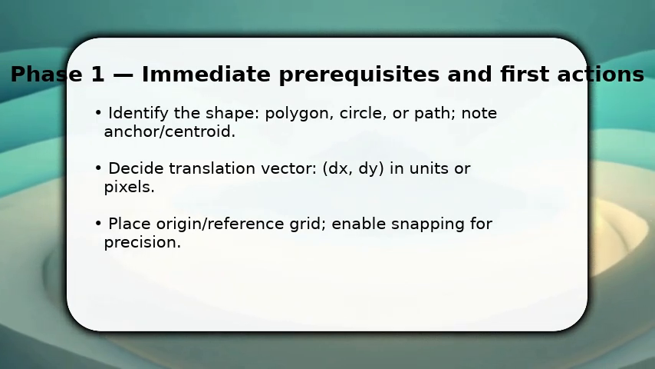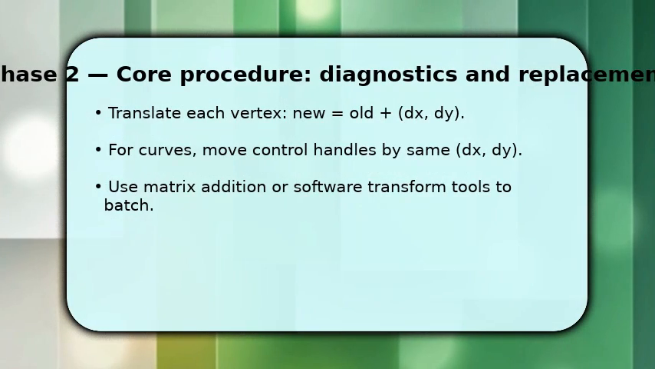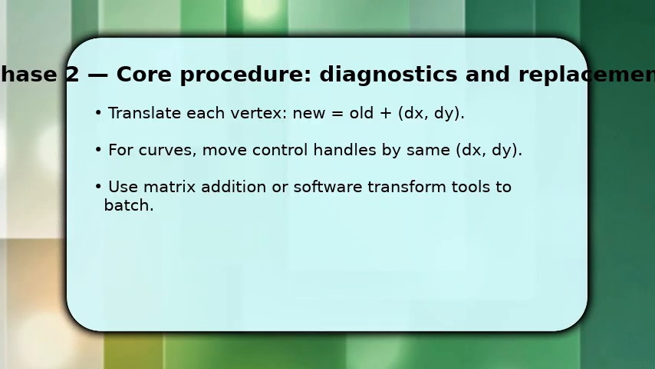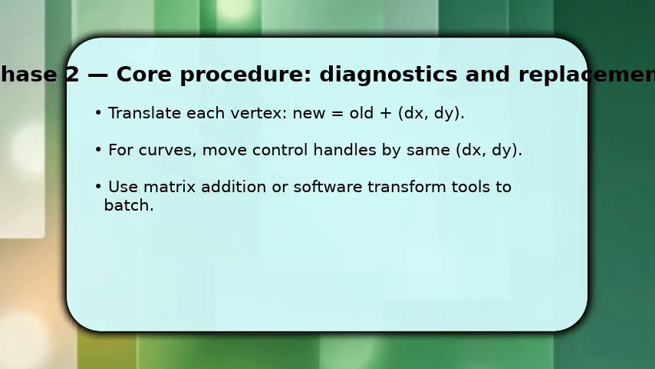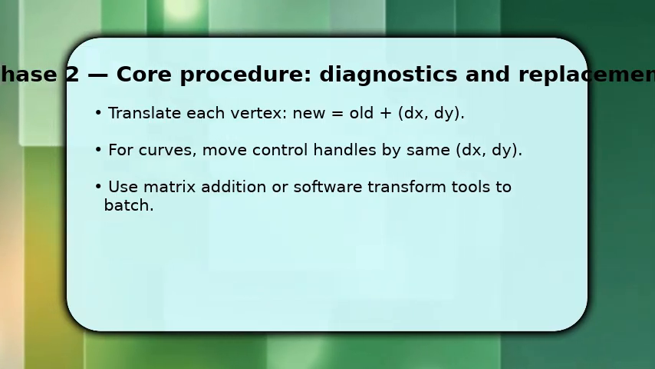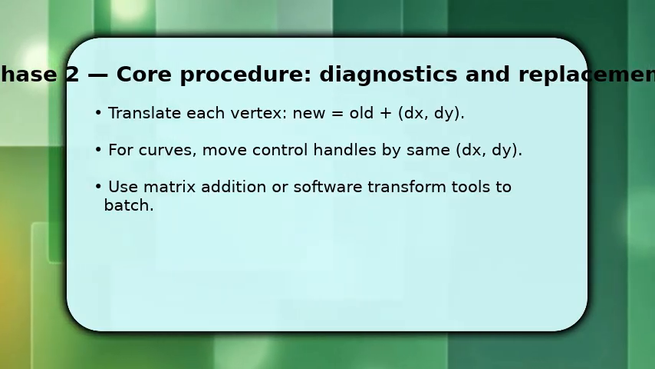You now translate every vertex and control point using the same vector, because uniform translation keeps relative geometry intact. For each point, compute new coordinates as old plus dx, dy, for example, x plus dx, y plus dy. Once done, apply identical shifts to Bezier handles or normals so curvature stays correct.